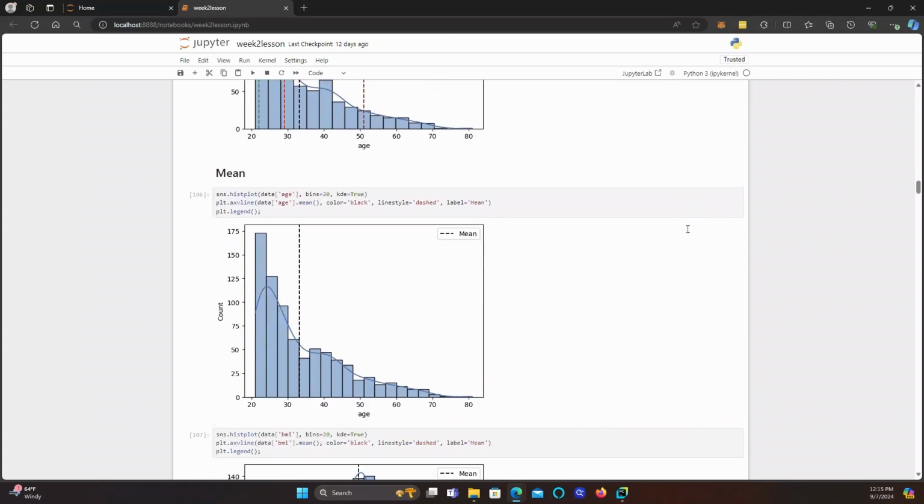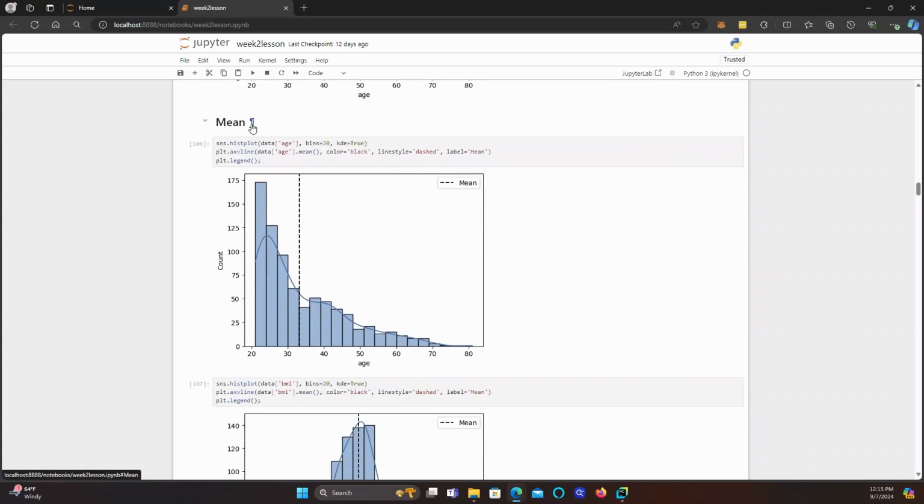We're going to talk about the mean first. So mean is another word for average. And there are a lot of ways to calculate an average, but the only one we're going to worry about is the arithmetic average. So you just add up all the values and then divide by the number of values.